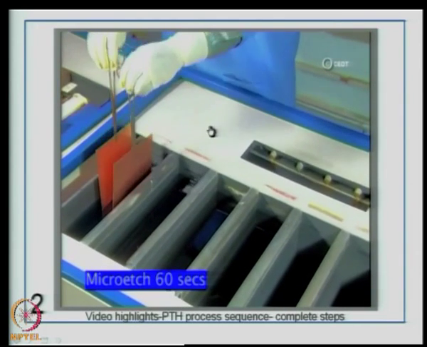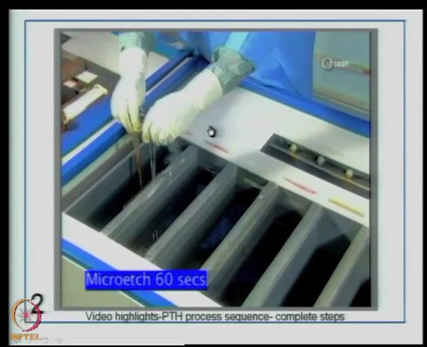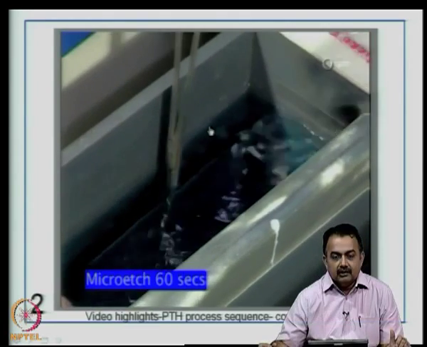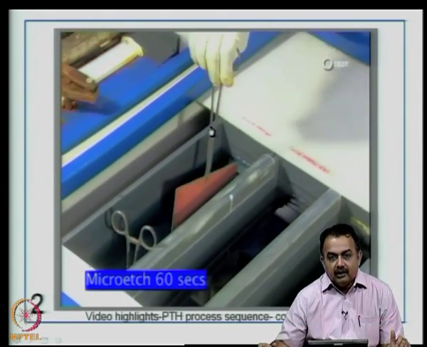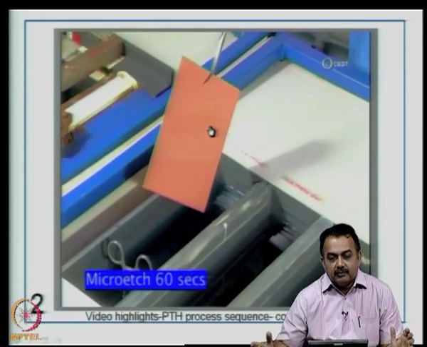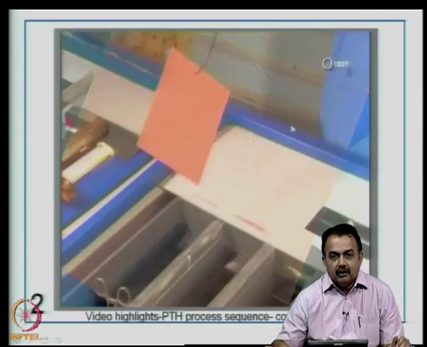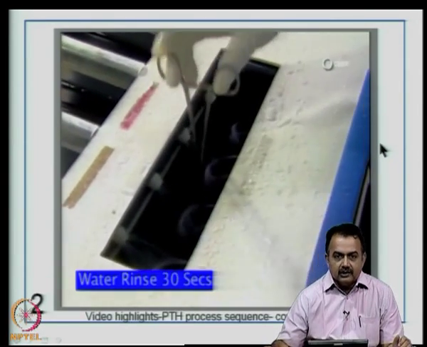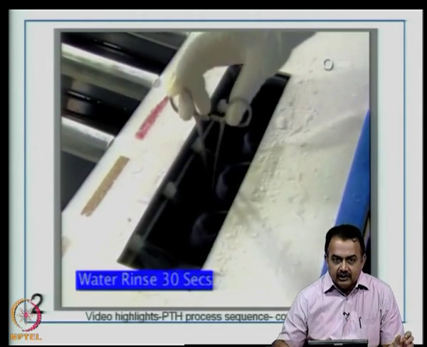Now, you have the drilled board. It is now micro etched using ammonium persulfate solution for about 60 seconds. This will remove a few microns of copper. It is a mild etchant. Agitation is very important. In large workshops, you will have conveyorized automated systems. What we are showing is a simple prototyping process. Then it undergoes a water rinse for 30 seconds to remove all the micro etchant that we have used.